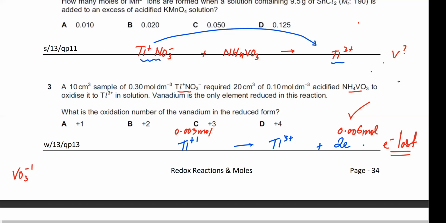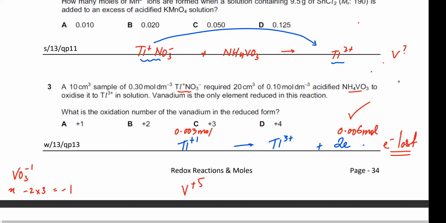I mean, VO3 is -1. So what's the charge on vanadium initially? If you try and solve this, it's going to be x and minus 2 times 3, and it's going to be equal to minus 1. So x comes out to be plus 5. So originally this V is actually plus 5, right?